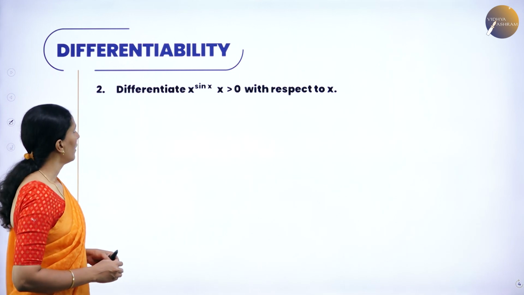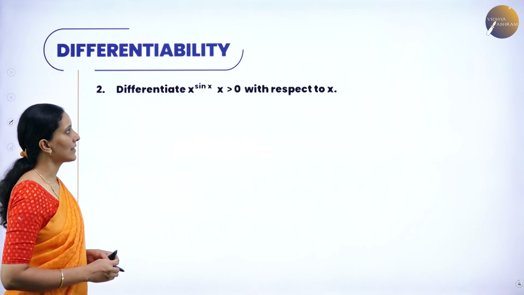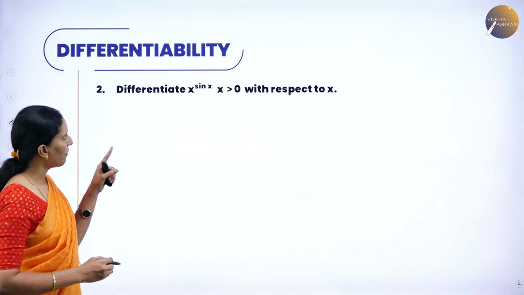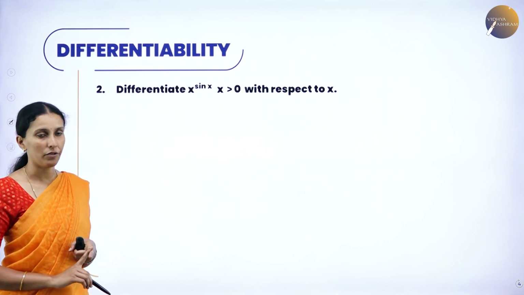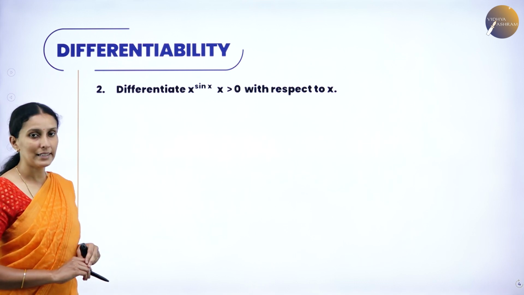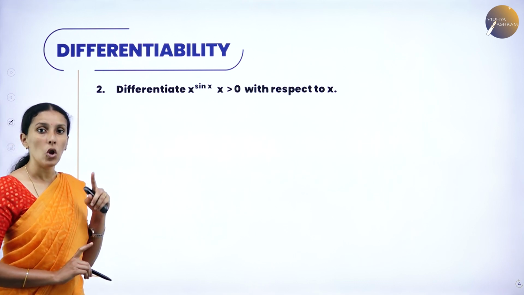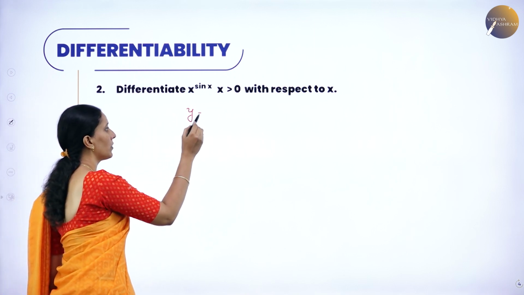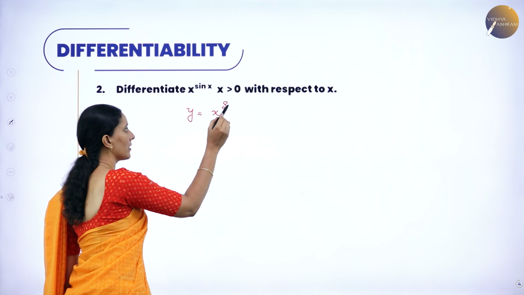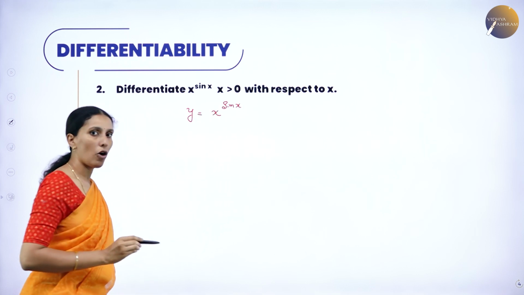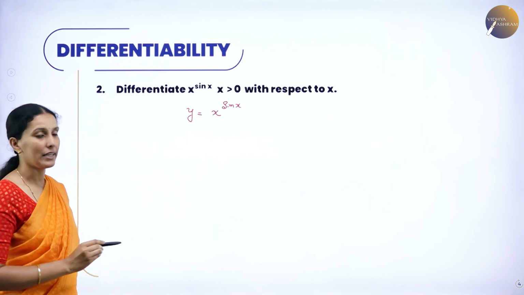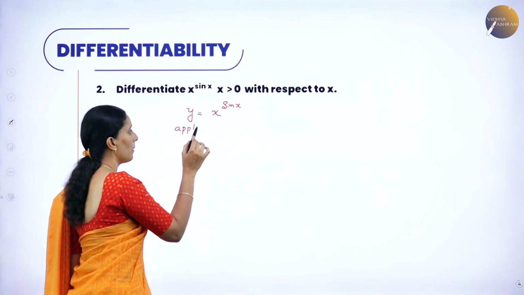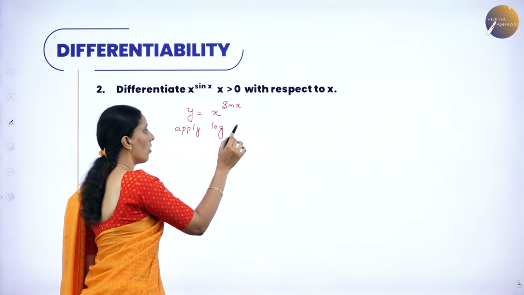Next question, differentiate x to the power sin x, x greater than 0, with respect to x. So we have a function in the form of an exponential form. So whenever we have a function like this, I already told you to use log functions on both sides. So let me take here y is equal to x to the power sin x. So this is one of the applications of log x where we can simplify easily. So apply log on both sides.